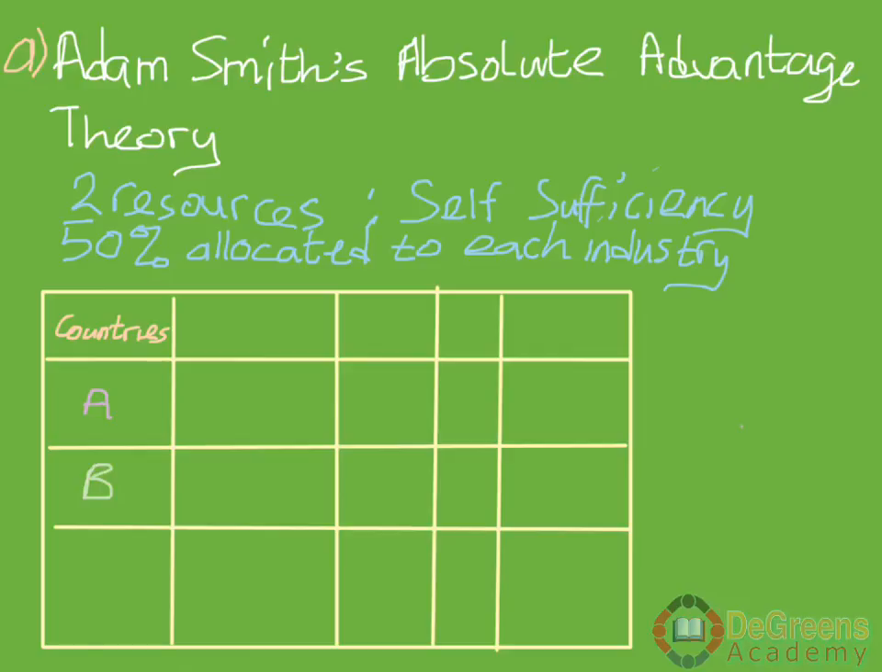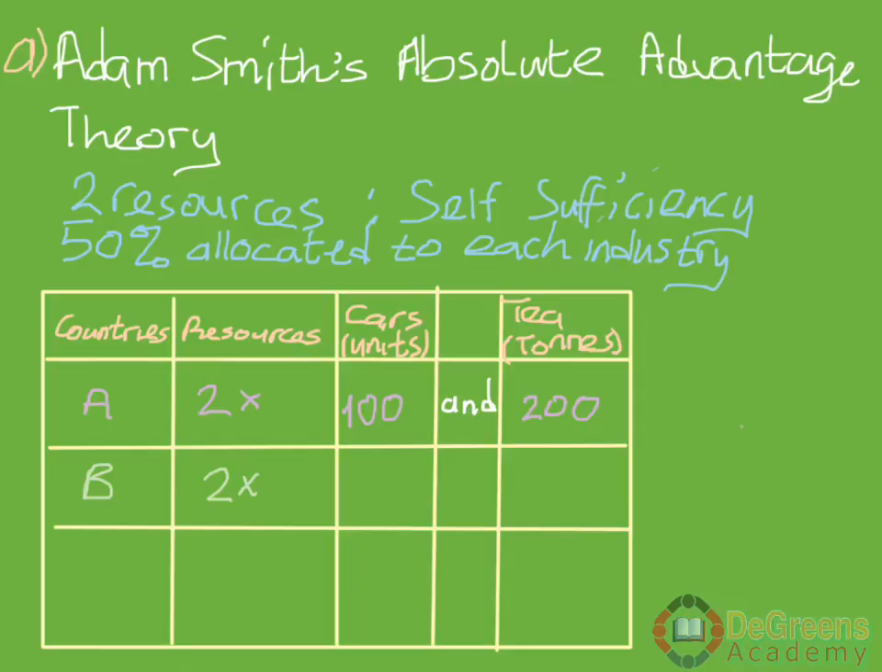That's self-sufficiency. Note that this is the case where international trade is not carried out. So country A and country B are given 2 resources, 2x resources each. Looking at cars now, country A can produce 100 units of cars with 1 resource, because country A is sharing 50% of its resources among cars and tea. So 1x will go to cars, and 1x of resources can produce 100 cars, as we saw earlier, and 1x of resources too can produce 200 tons of tea. So country A produces both these 100 units of cars and 200 tons of tea, and does not involve itself in international trade. Country B produces 50 units of cars and 300 tons of tea.